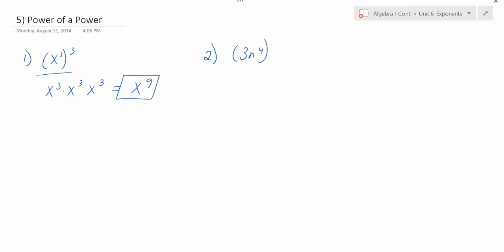So if you look at number 1, you have x to the third all raised to the third power. Now what that means is x to the third can be written out 3 times. If you remember your rules, 3 plus 3 plus 3 would be x to the 9th. Okay, number 2. 3n to the 4th all squared can be written out 2 times. 3n to the 4th times 3n to the 4th, so 3 times 3 is 9. N to the 4th times n to the 4th would be n to the 8th.